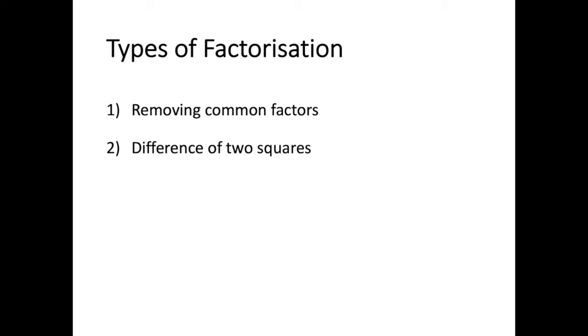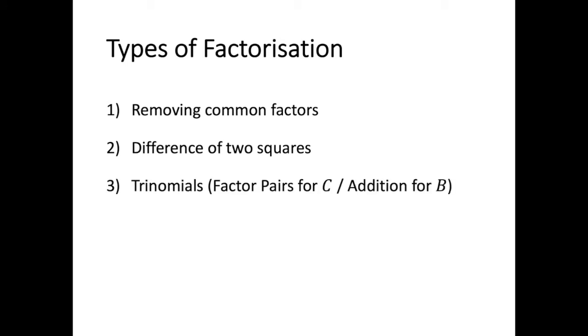So in this topic, you have looked at a few different types of factorizing. You've looked at factorizing by removing the common factors. You've looked at factorizing the difference of two squares. You've looked at factorizing trinomials, where we've looked for the factor pairs of C and then looked for which factor pair added up to B. We've factorized by completing the square, and we've factorized by grouping.